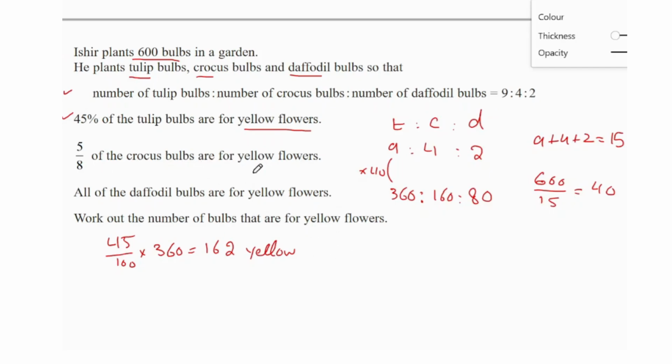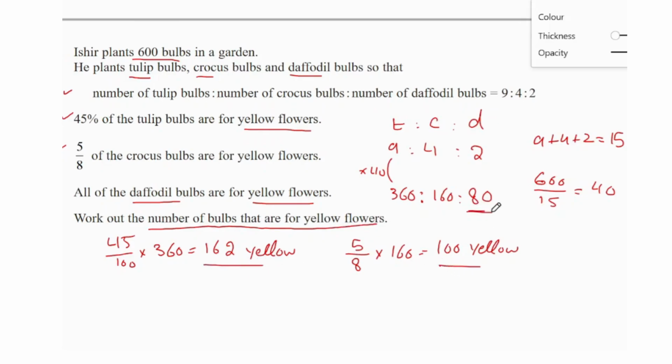5/8 of the crocus bulbs are for yellow. So 5/8 times how many there are? 160. If we multiply this, we will get 100 yellow flowers. So now we have the next part. All of the daffodil bulbs are for yellow flowers. How many daffodils are there? 80. What are we looking for now? Work out the number of bulbs that are for yellow flowers.